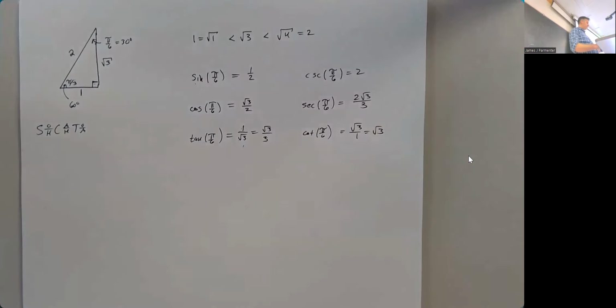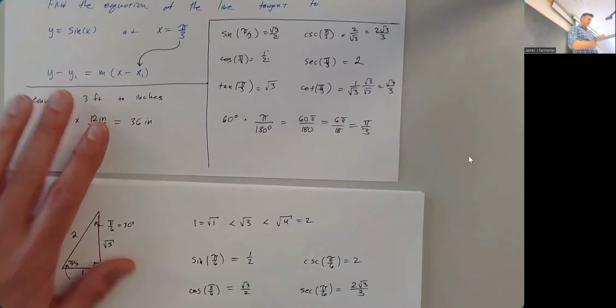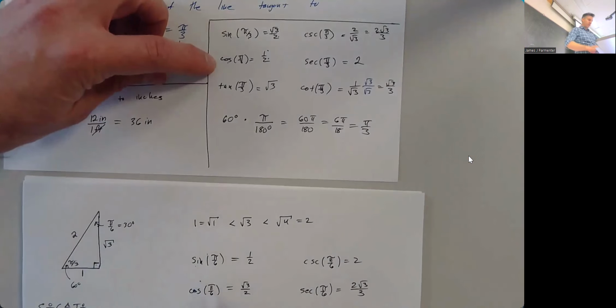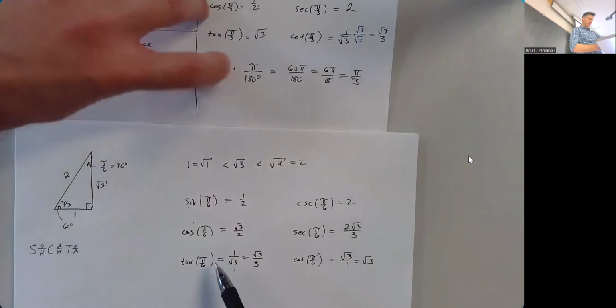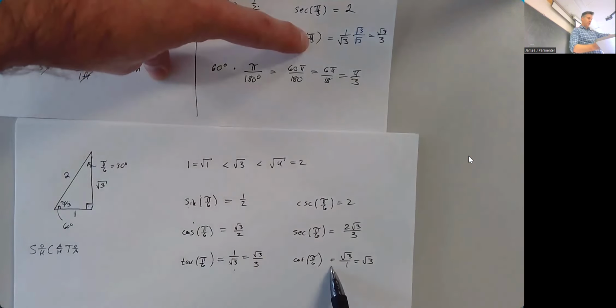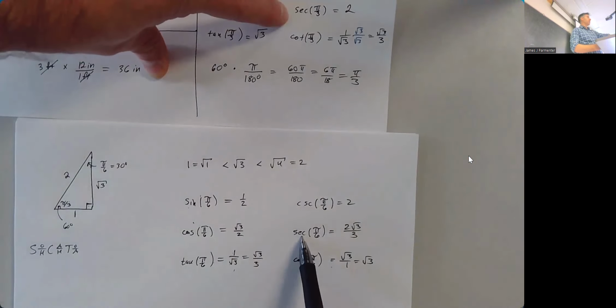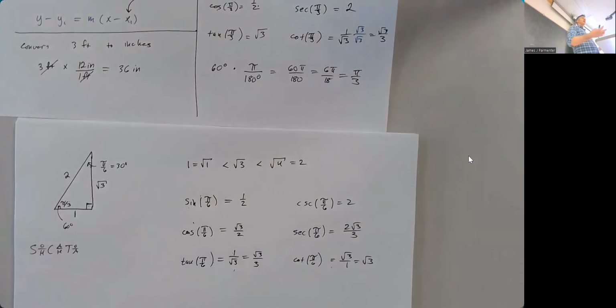And again, I'll point out, these are just the previous values interchanged. Sine and cosine interchanged. Tangent and cotangent interchanged. Cosecant and secant interchanged. And that is always going to be the case for complementary angles, which we see mostly in this 30 degree and 60 degree situation, or pi over 3, pi over 6 situation.